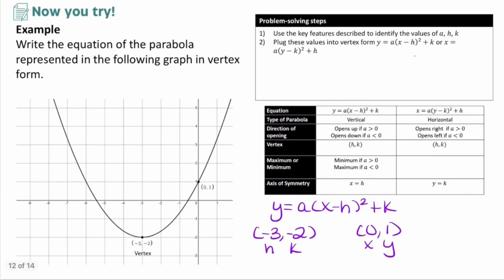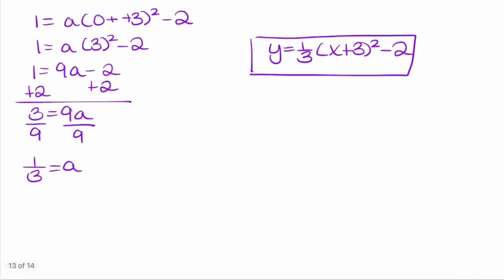So here you can see the parabola opens up, so it's going to be vertical. So we use y equals a times x minus h squared plus k. We have the vertex, which gives us the values of h and k, and we also have a point, so that gives us an x and y value to work with. So we plug this all into vertex form, and that gives us 1 equals a times 0 minus negative 3, which becomes plus 3, squared, minus 2. So we have 1 equals 9a minus 2, and when we solve for a, we get a equals 1/3. So in vertex form, the equation will be y equals 1/3 times x plus 3 squared minus 2.